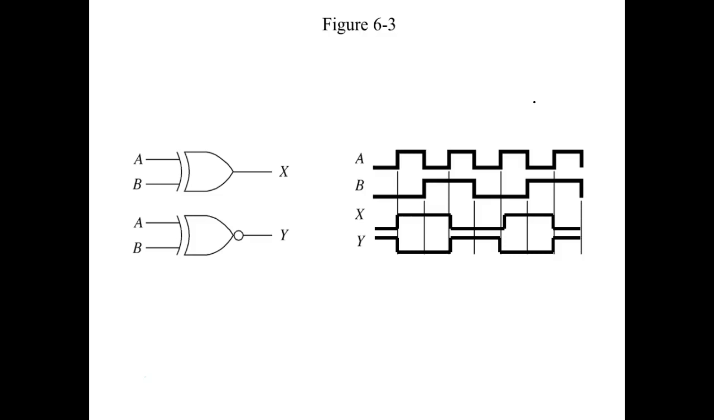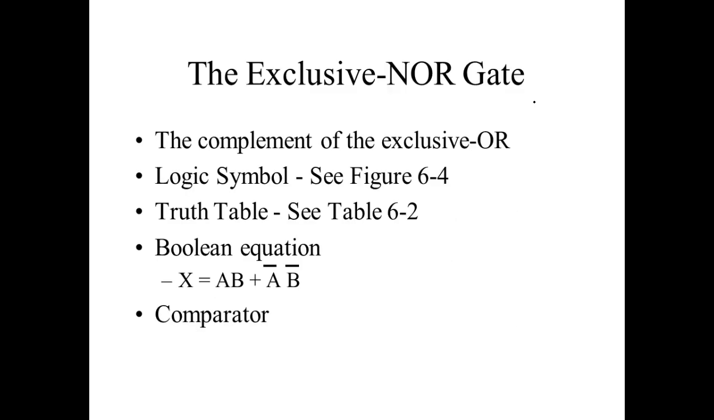I don't know how this got in here. We need to find the exclusive NOR first. So the exclusive NOR. This shows me what I get when they are not equal.